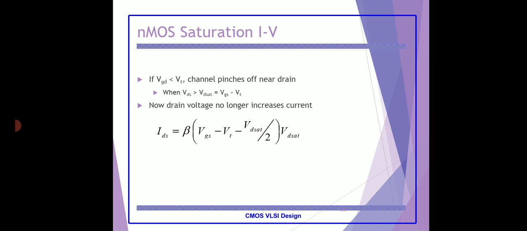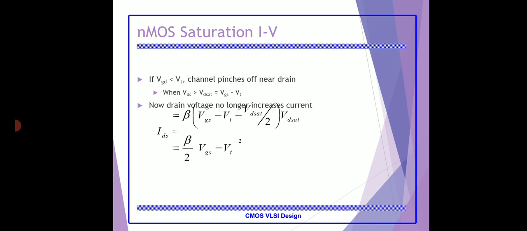Now when we see the drain source voltage, there is no longer an increase in the current. So we write this equation as IDS is equal to beta into VGS minus VT minus VDsat divided by 2 into VDsat. Here when VGD is much less than VT, the channel pinches off near the drain. So when VDS is greater than VDsat, we replace it with VGS minus the threshold value, and we can write the final equation as beta by 2 into VGS minus VT the whole square.